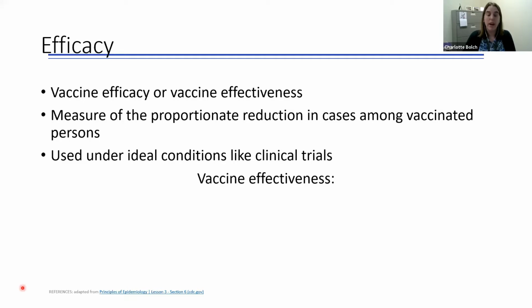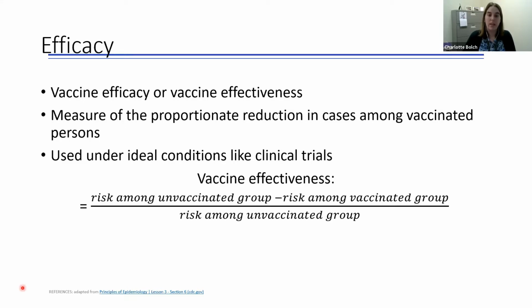The way that you calculate vaccine effectiveness is you look at the risk among the unvaccinated group minus the risk among the vaccinated group, divided by the risk among the unvaccinated group. So you can see that we're talking about risk, and if we refer back to our previous slide calculating relative risk, we can actually calculate the vaccine effectiveness by just taking 1 minus our relative risk calculation.